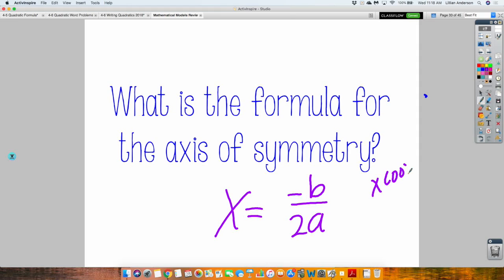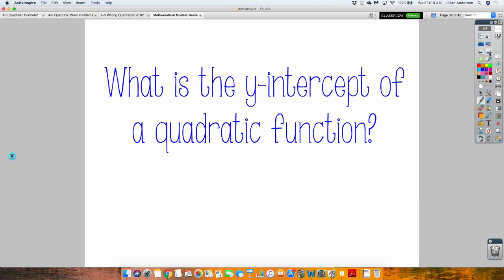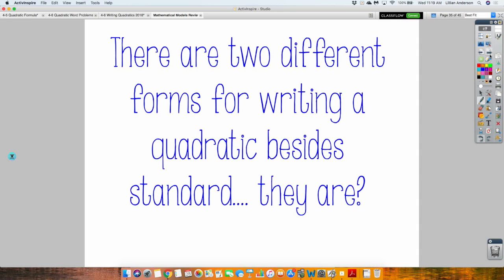The axis of symmetry, Kayla tells us what? It is the x coordinate of the vertex, okay? So not only is it that imaginary line that cuts through the parabola, making it symmetrical on the left side and the right side, but it's also the x coordinate of our vertex. How do we find the y coordinate? Yes, we plug this x value into the equation to get the y coordinate of the vertex. Okay? And we already talked about this. What's the y-intercept of a quadratic function? It's the c when it's in standard form.